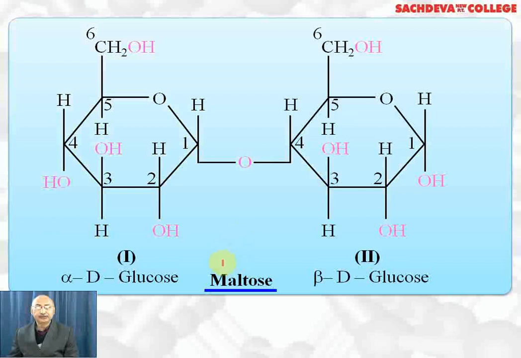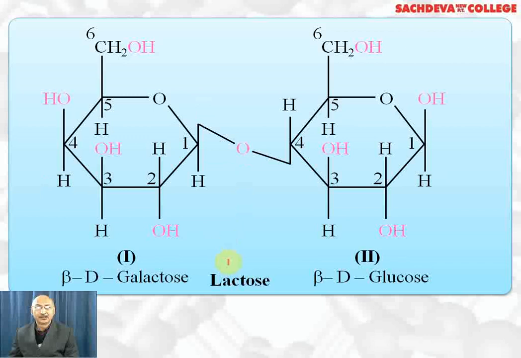Next we take maltose. In maltose we have two units of glucose. One is alpha D glucose, another is beta D glucose, and they are linked together with glycosidic linkage. So maltose on hydrolysis gives 2 moles of glucose in the presence of maltase as biological catalyst or enzyme.